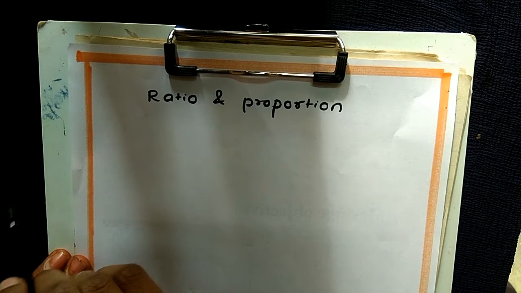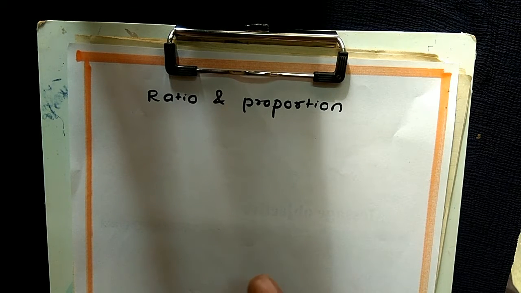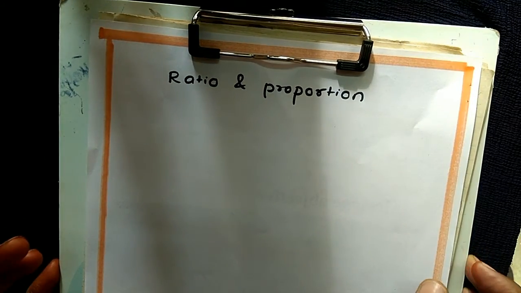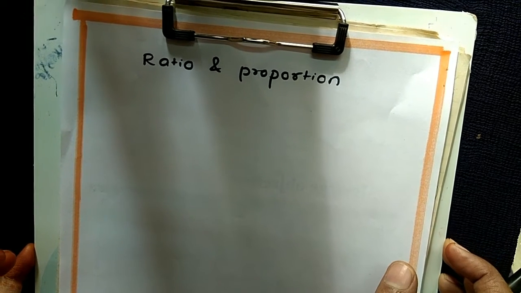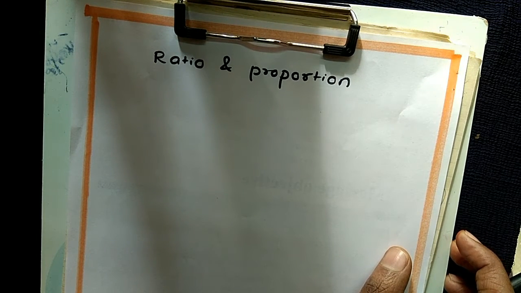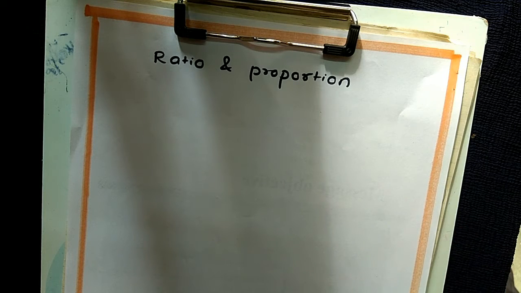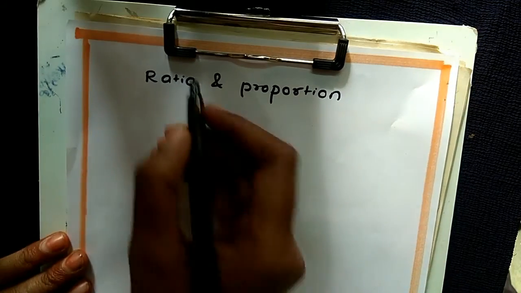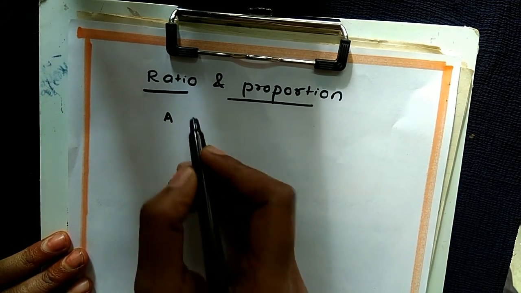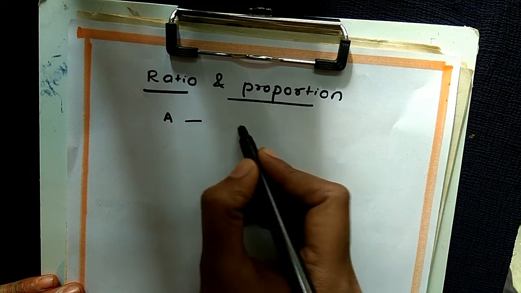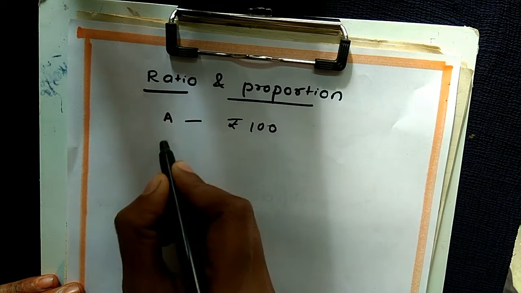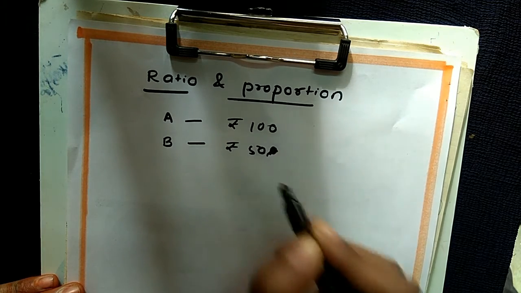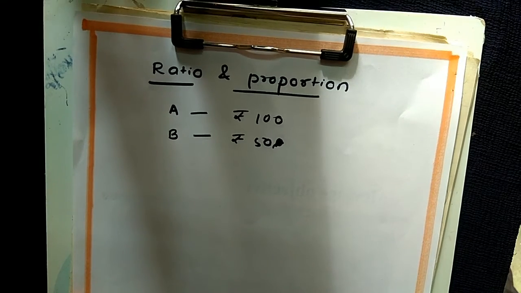As we know, in our day-to-day life we compare quantities, isn't it? We compare many quantities like money, or weights, or many more quantities. That comparison we do in two ways, by subtraction and by division. For example, suppose there is one boy, let us call him A. Suppose he has 100 rupees, and another boy, let us call him B, has 50 rupees.